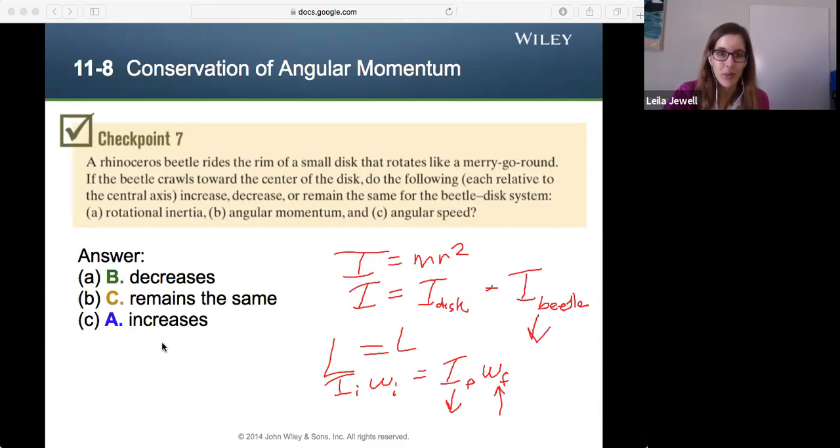And that pulls us through chapter 11, where we got to see rolling, an expanded definition of torque, and angular momentum, along with the conservation of angular momentum.